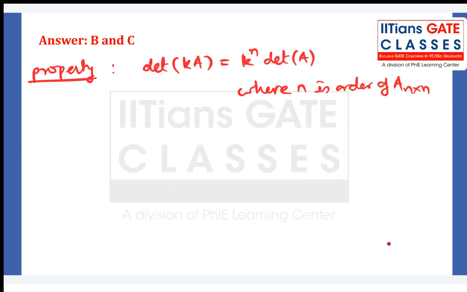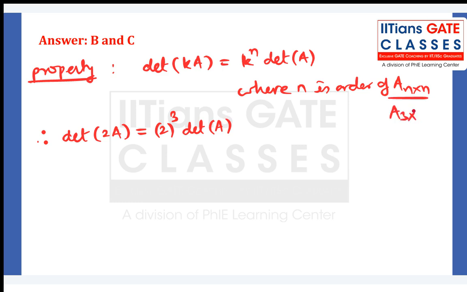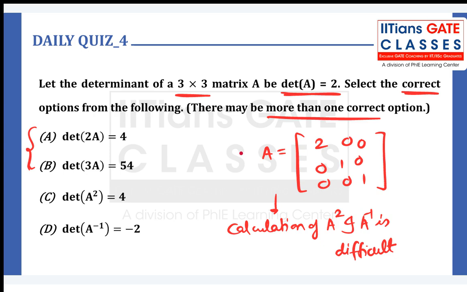So the first property that we'll use is determinant of KA is equal to K power n into determinant of A. If you do that, determinant of 2A, which is our first option, should be 2 power 3 into determinant of A. The power 3 comes because A is a 3 by 3 matrix, as given in the question. So it should be 8 into determinant of A, which is given as 2. So determinant of 2A should be 16, and it is given as 4. So the first option is incorrect.